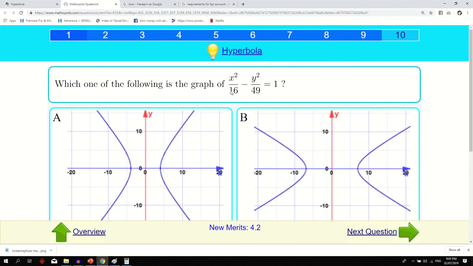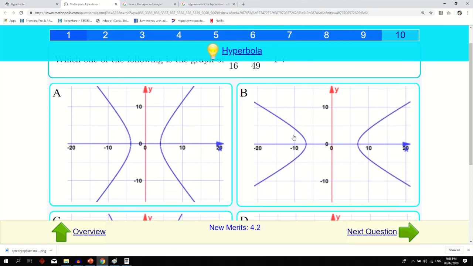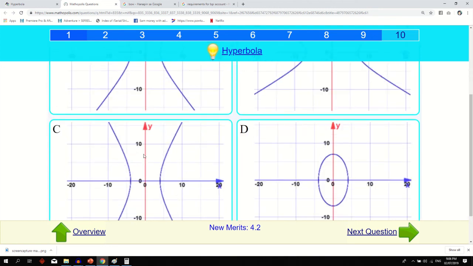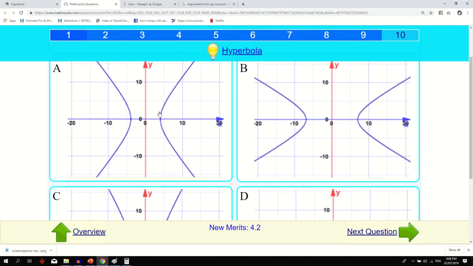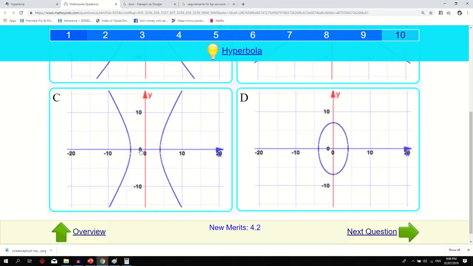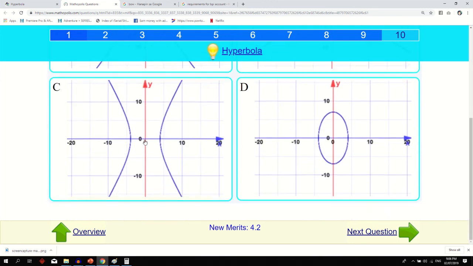So here we have 16, so we should be using the 4. This one is wrong because it is more than 4. It is also more than 5 here. It is less than, so this should be correct. Also this one. Okay, so we have 2 of them who could be correct.